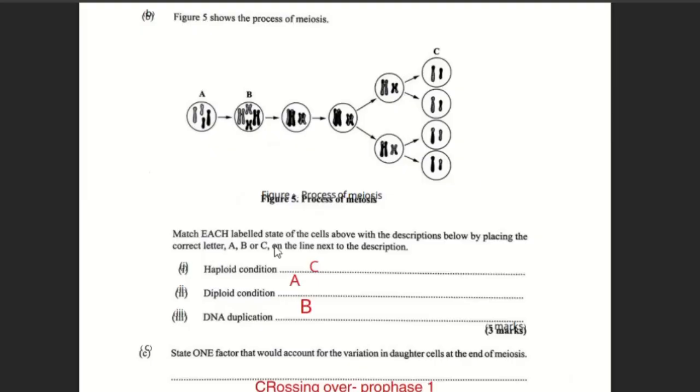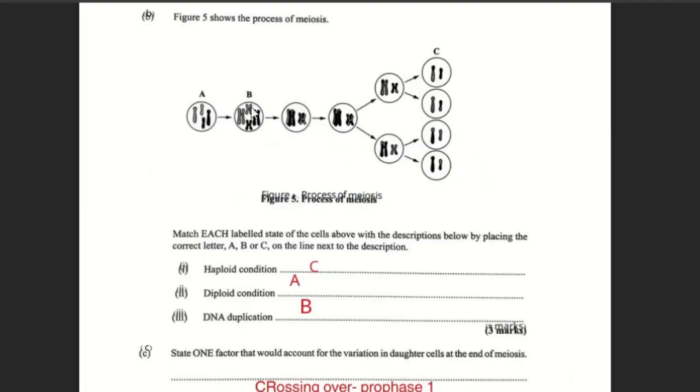It says match the labeled state of the cells with the description by placing the correct letter A, B, or C on the line. If you're completely clueless, you just need to remember that the end result of meiosis is going to give four haploid daughter cells. You see the four haploid daughter cells at the end of meiosis right here. So when we say haploid, we know that C is going here immediately. And then the starting point, we started off diploid, and that's what is A.